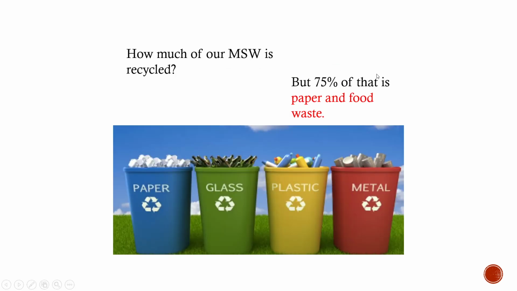So how much is recycled? Okay, when we look at how much of our MSW is recycled, 75% of that is food and paper waste. Okay, so paper, glass, plastic, and metal. A third of our waste is recycled, keeping in mind that 75% is paper and food waste.